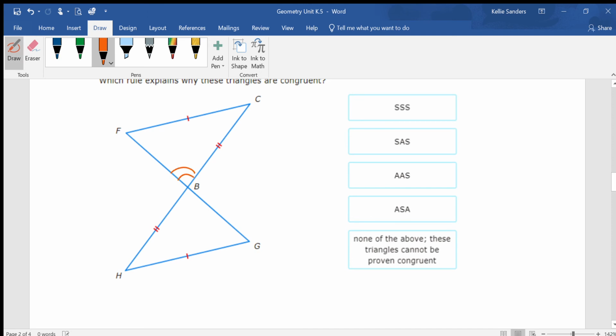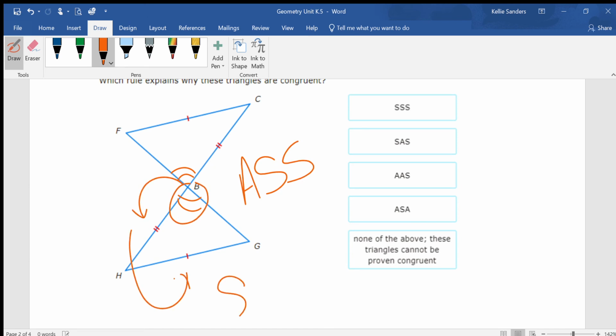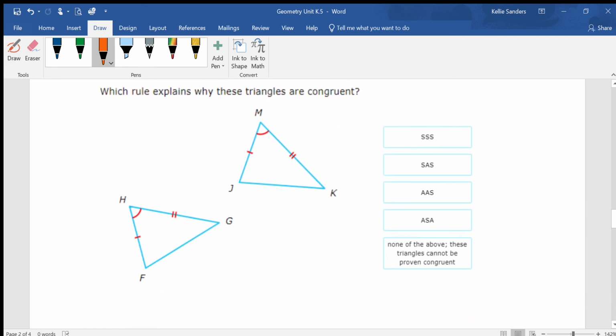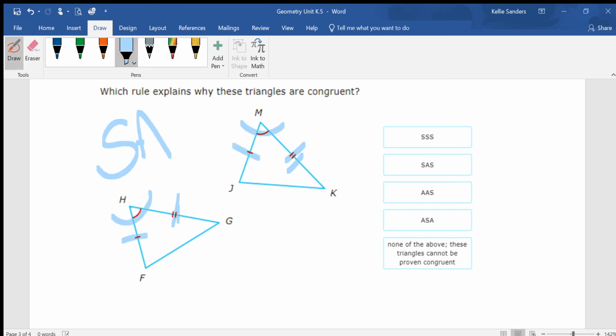Anytime I see two lines cross, I know we have vertical angles. We have an angle, we have a side, and we have a side, because it goes in that order. Or if you go backwards, we have a side, side, and then an angle. But remember, we do not say dirty words, so there is not an angle, side, side. So these cannot be proven. The angle is exactly between the two sides. So this is side, angle, side.